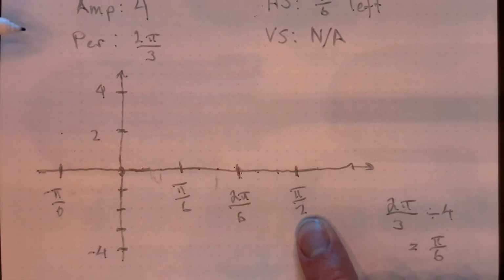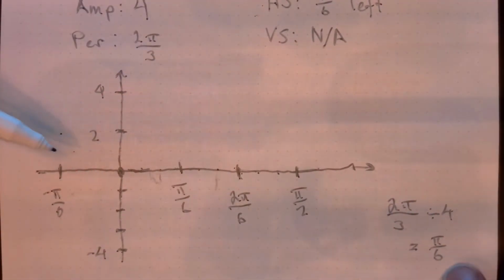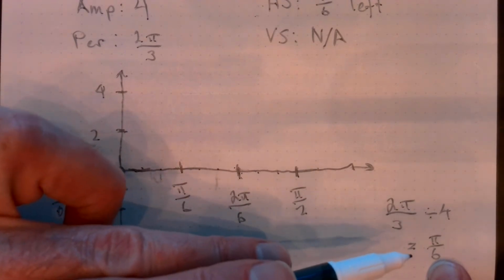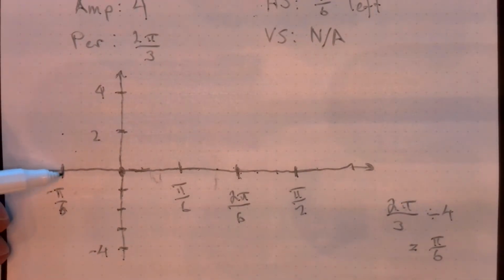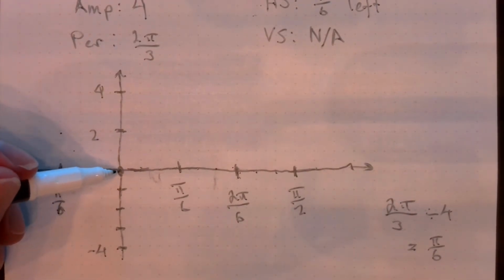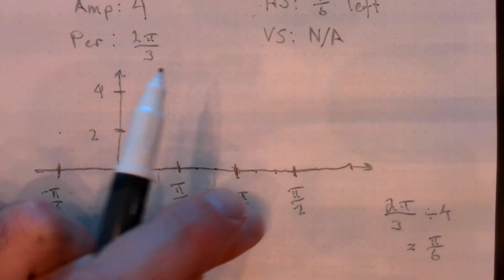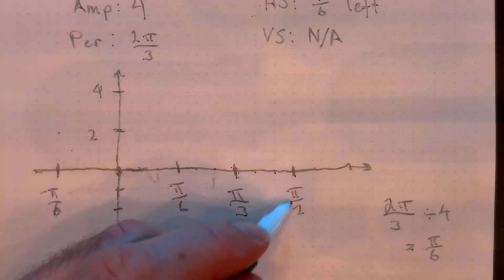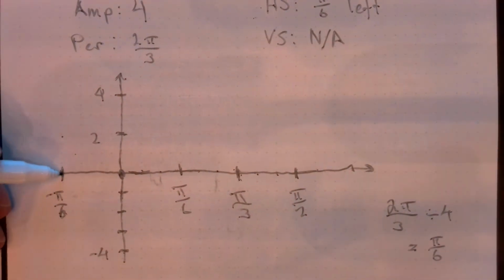Notice here I'm ending at pi over 2, and here's the reason. Okay, pi over 6 left, and by dividing my period into 4 pieces, I saw the tick mark should have been every pi over 6. So if I'm starting at minus pi over 6 and going pi over 6, that takes me to 0. And then pi over 6, 2 pi over 6, 3 pi over 6. I guess we can simplify the 2 pi over 6 to pi over 3. And 3 pi over 6, of course, is simplified to pi over 2. All right? Now we're starting here.